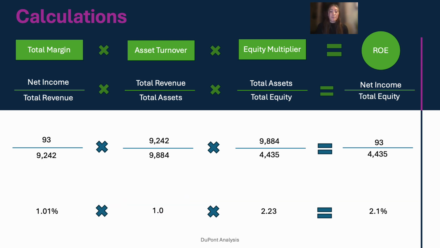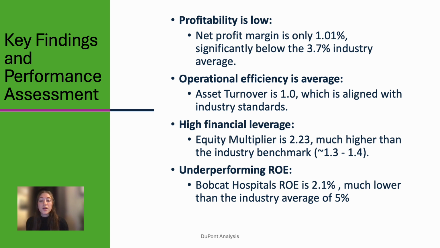Now, what do these numbers mean? The numbers that we got are suggesting that the profitability is low. The net profit margin was only 1.01%, which was significantly below the 3.7% industry average. So the hospital is simply not generating enough profit. This could be due to higher expenses for the organization or poor reimbursement rates. Basically, the Bobcat Hospital keeps only 1 cent per dollar earned, while the industry average is keeping around 4 cents. The asset turnover was 1, which is aligned with industry standards.